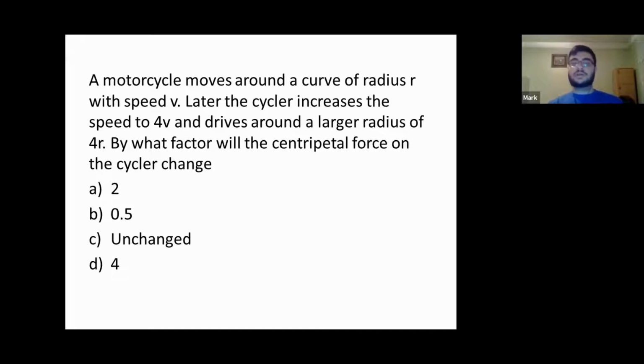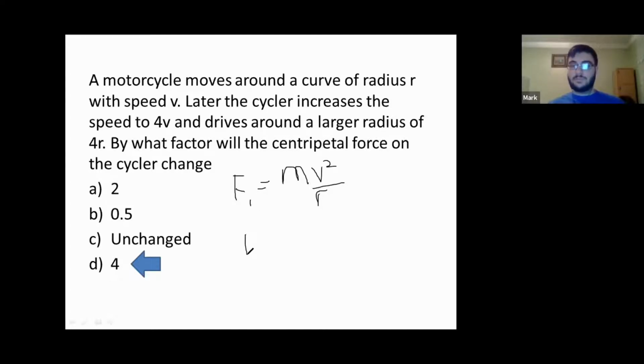Motorcycle, and I'll go over it together. A motorcycle moves around a curve of radius r with speed v. Later, the cyclist increases the speed to 4v and drives around a larger radius of 4r. By what factor does the centripetal force on the cyclist change? The answer is 4. We can see because we know that F equals mv squared over r.